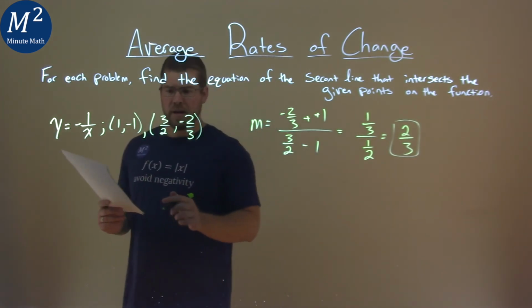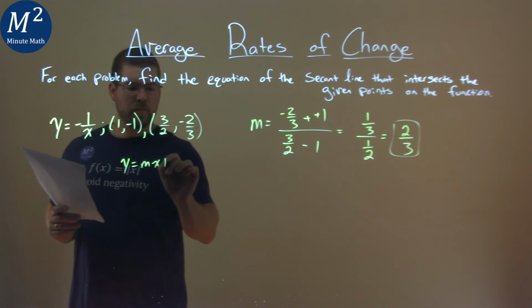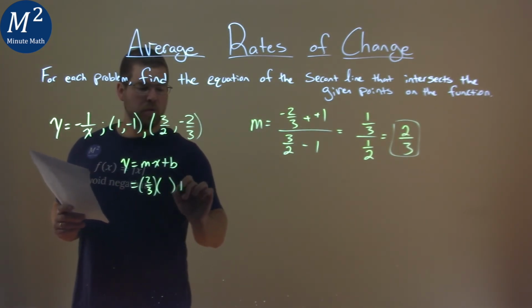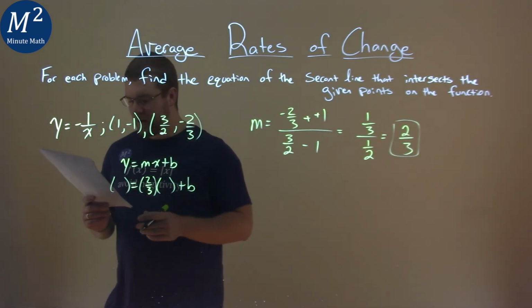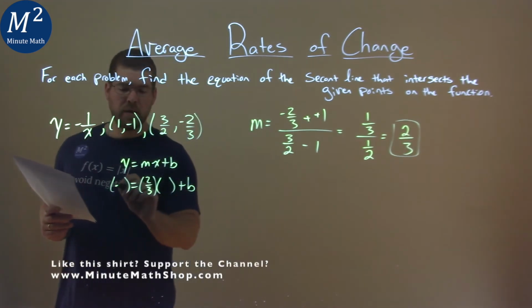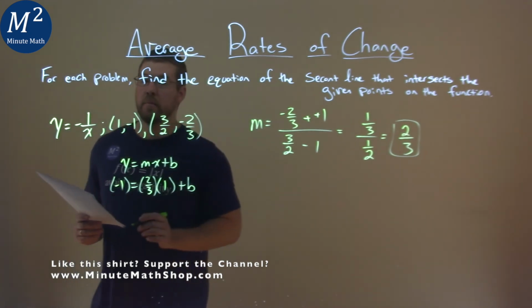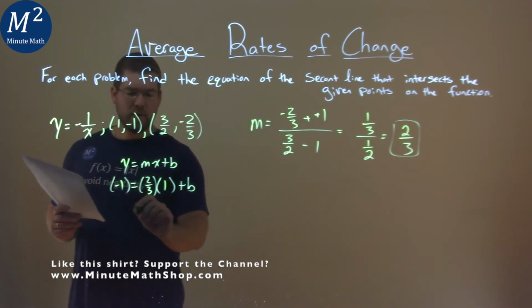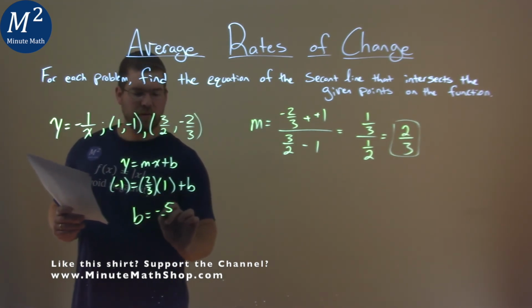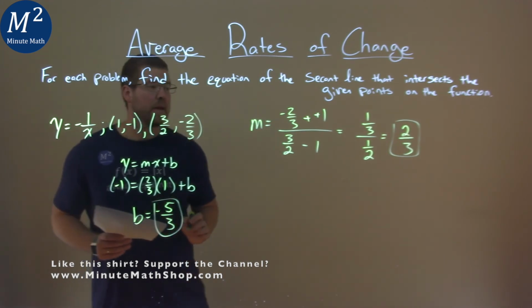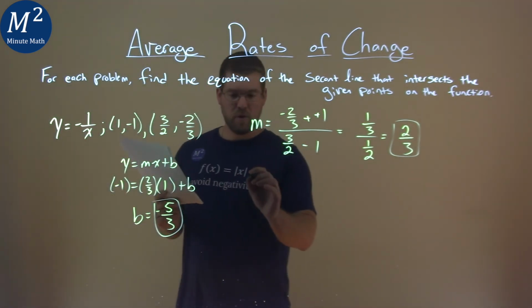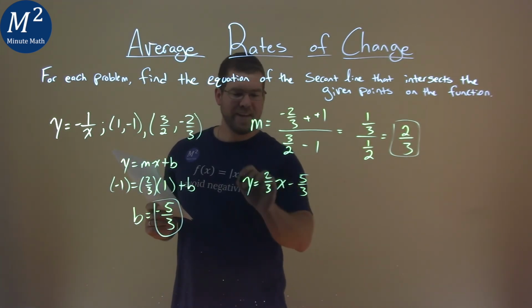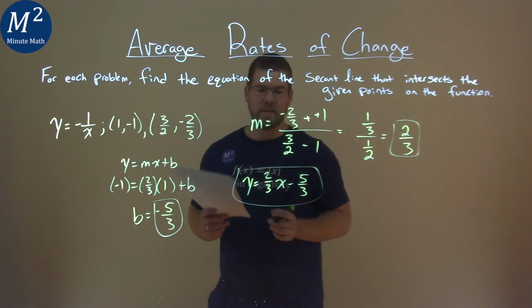Let's go find our b value now. We know we have y equals mx plus b, and we know our slope here is 2/3. We just found it. Well, let's go plug in our x and y value and find a point that's easiest, and I think it's the first one. Negative 1 for y and positive 1 for x. Well, 2/3 times 1 is 2/3. Subtract 2/3 from both sides, and we get our b value to be negative 5/3. So with b being negative 5/3 and our m being 2/3, our slope, y equals 2/3 x minus 5/3 is the equation of our secant line.